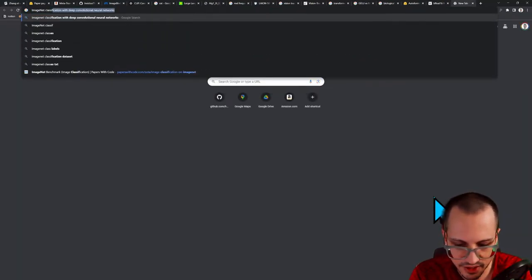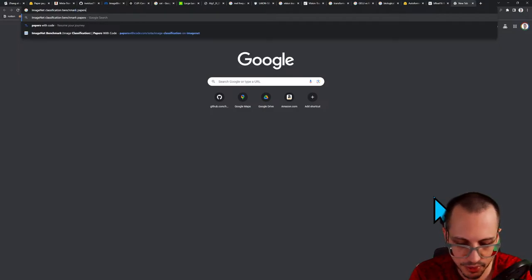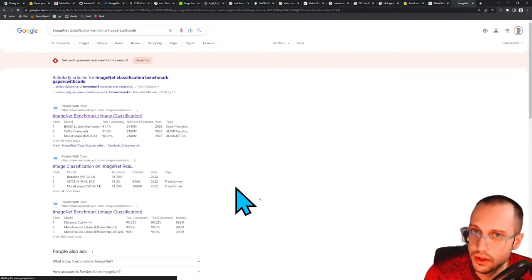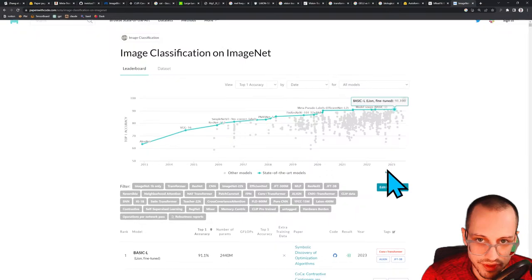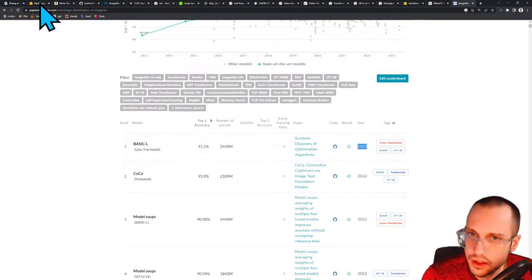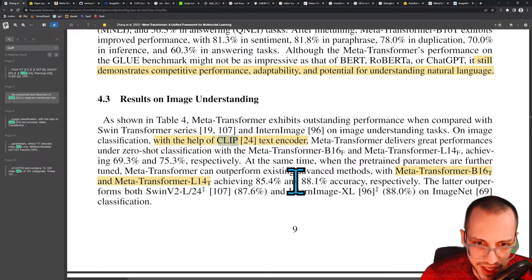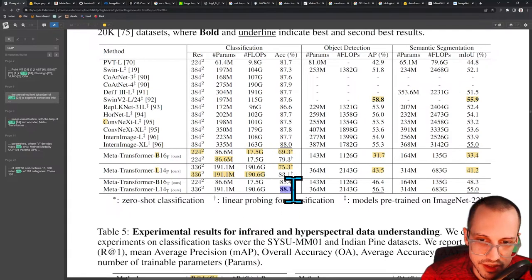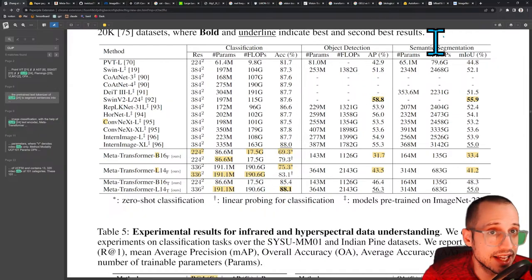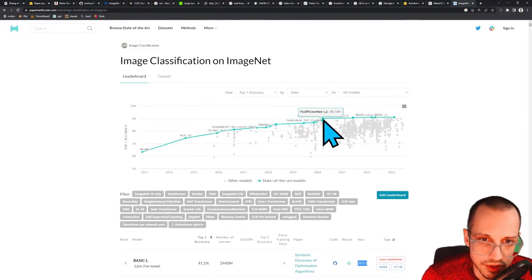I don't feel like ImageNet classification benchmark papers with code. Let's actually see what the top model is right now on ImageNet. The top model, according to Papers with Code, is Basic L Lion at a score of 91% with 2 billion parameters. This is a 2023 paper. And what do we got here? 88% with 191 million parameters. So actually, that's kind of impressive. It's way less parameters, and you're getting 88, which is right about here-ish. So it's kind of a 2020 model level performance.